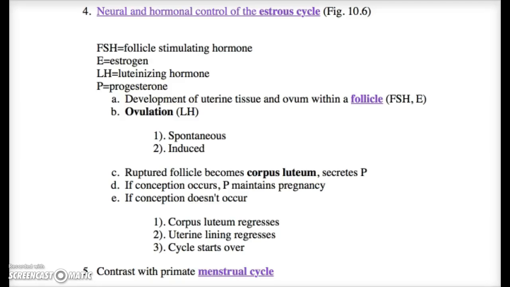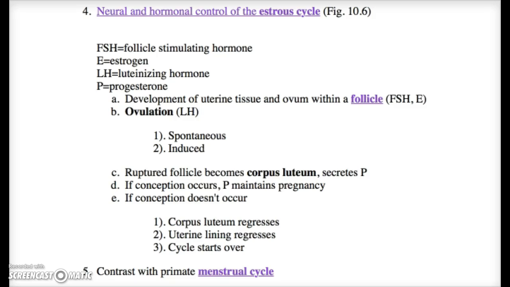The topic of this segment is the neural and hormonal control of the estrous cycle and the primate menstrual cycle. Basically, you can think of this as a sequence of events that repeats itself over and over again. Part of the cycle deals with the development of the ovum, which has the potential to be fertilized, and the other part of the cycle deals with what's going on in the uterus and how the lining is preparing for the potential implantation of a fertilized ovum.